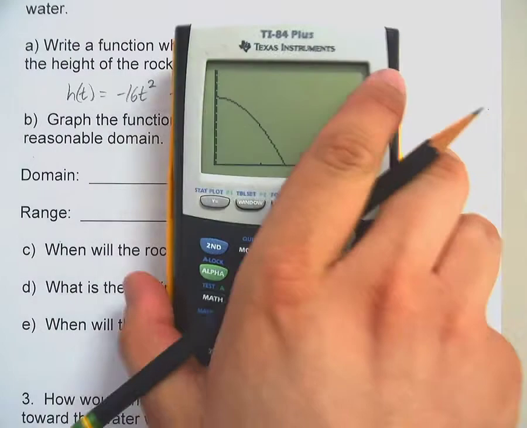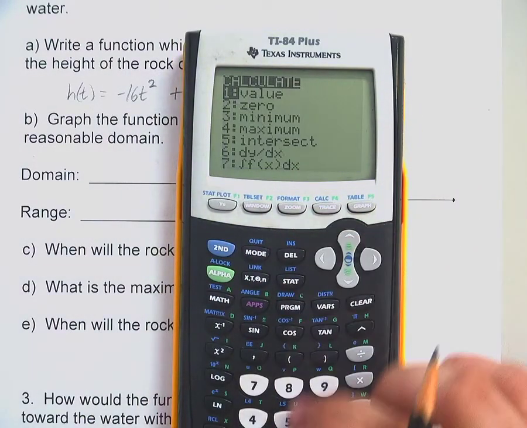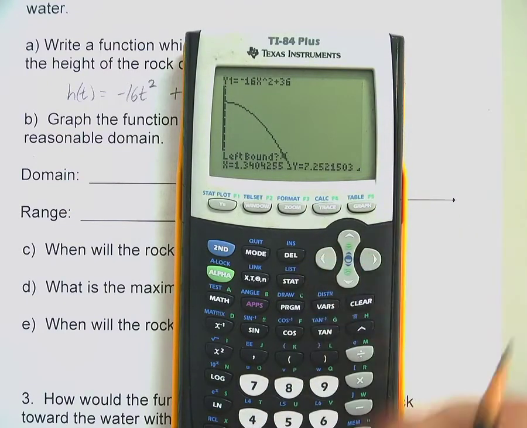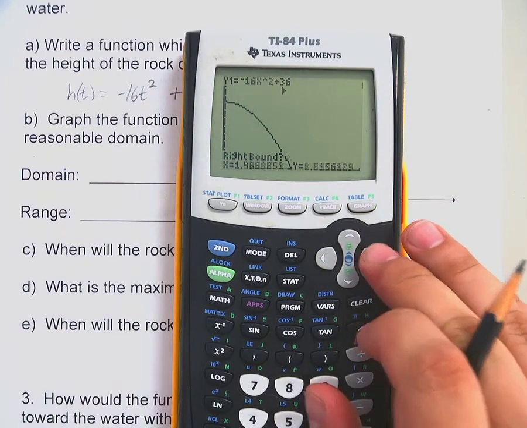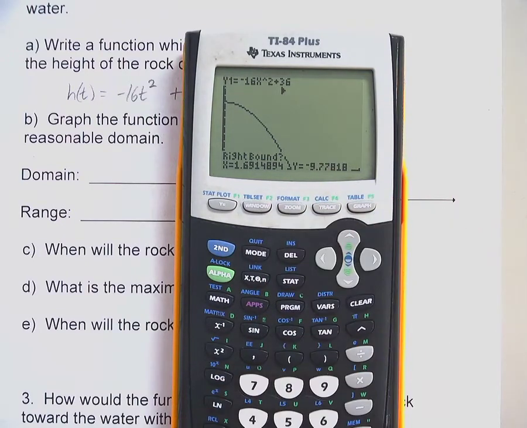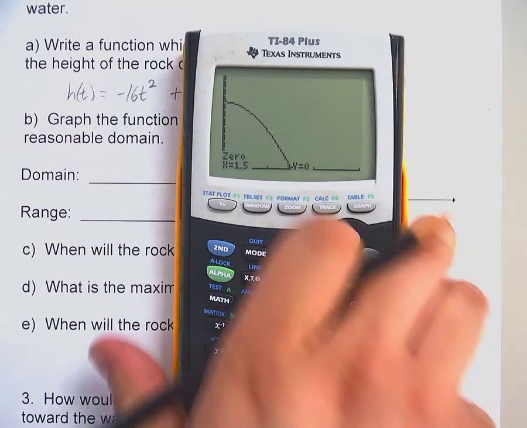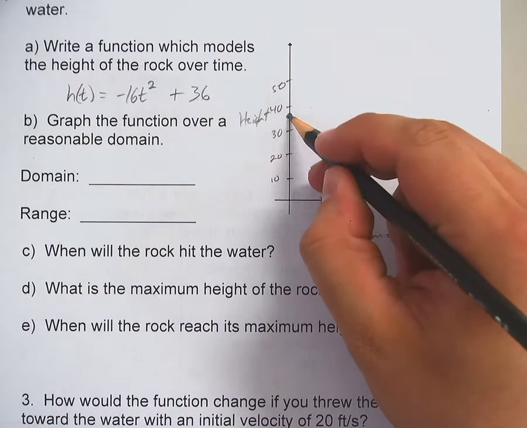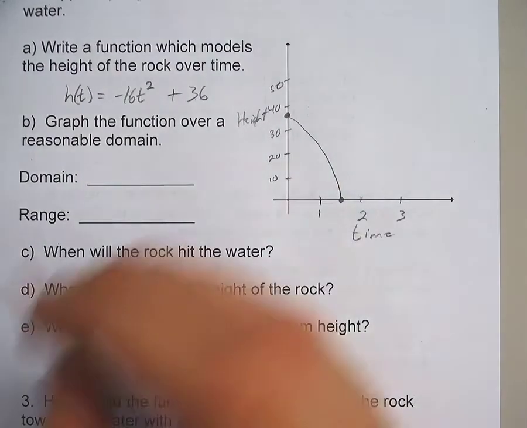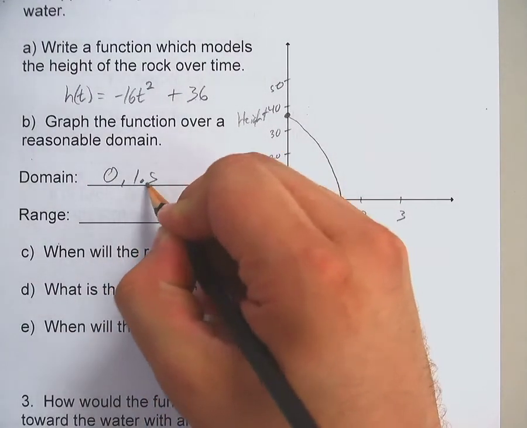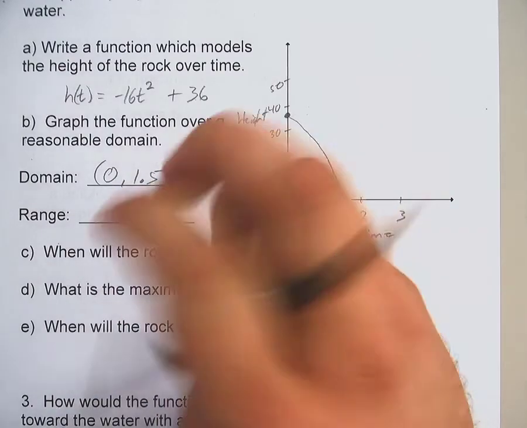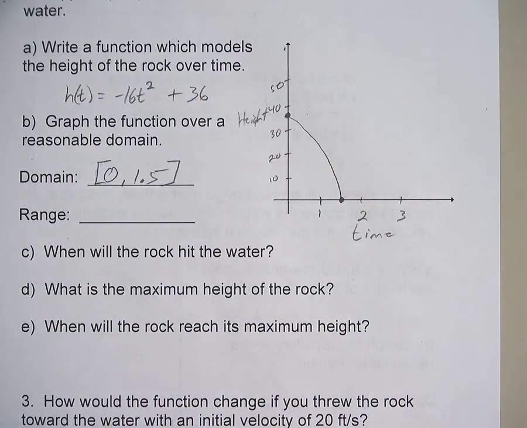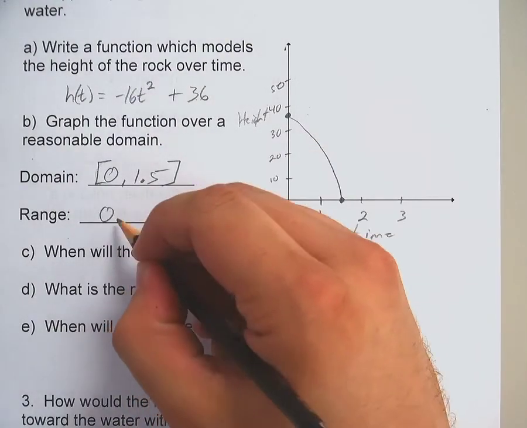So let's figure out where this thing hits the water at. So second trace, number 2 is 0. Left bound, where's my cursor at? There it is. Here, right bound, go below until I see the y value getting negative. Enter, enter. So 1.5 comma 0. So 1.5, it's going to hit the water. So your domain is going to be 0 to 1.5, in brackets. Range will be 0 to 36.